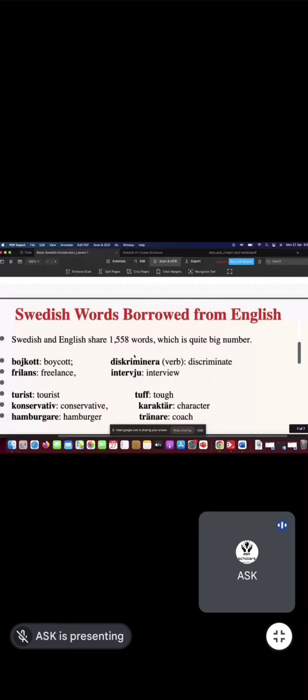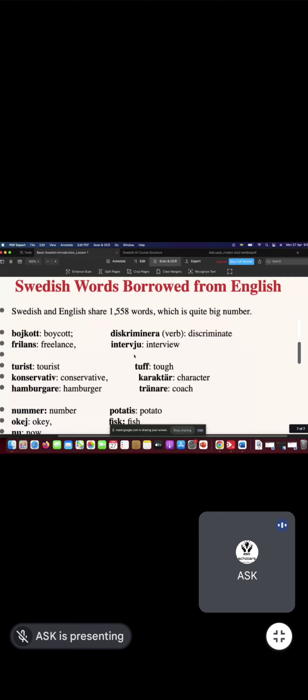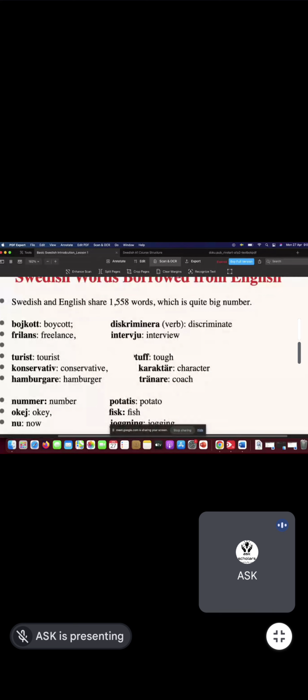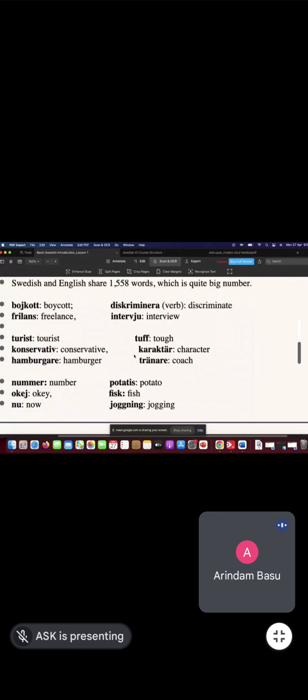And then we have a few words here that are borrowed from English. More than 1500 words are borrowed from English in Swedish. That is also a plus point. That means it will help us to improve our vocabulary. The first one is boycott, freelance, tourist, conservative, hamburgare, nummer, discriminera, interview, lecture, trainere, face, and yogurt.